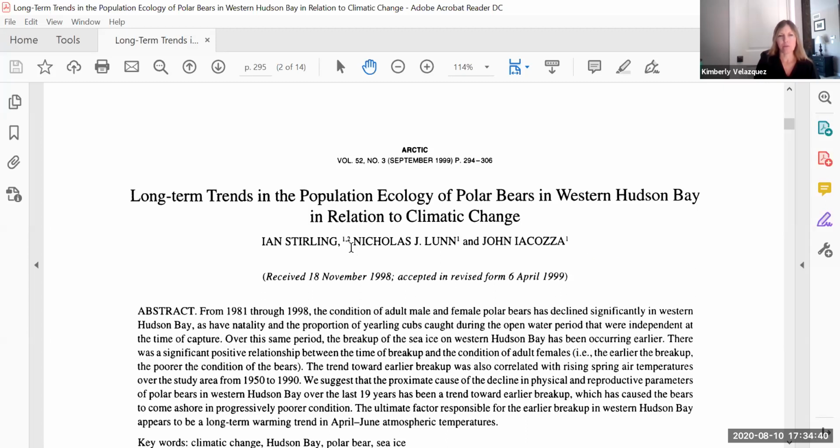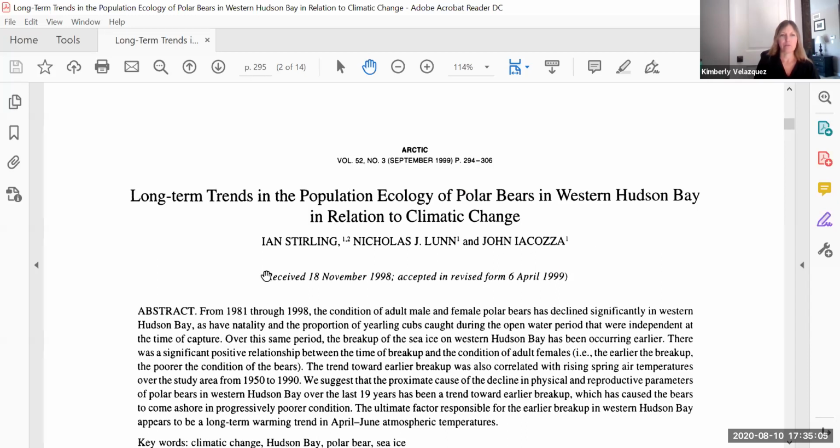So this study was looking at the effects of climate change on the population ecology of polar bears. I have not read this study. I know that because this is an excellent, well-written title. The title should tell the reader exactly what was done in the study. The name of the journal is Arctic, tells the volume number, year, pages, all of that.